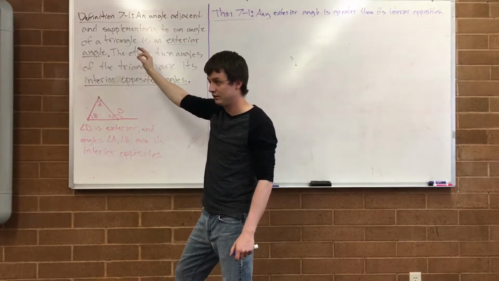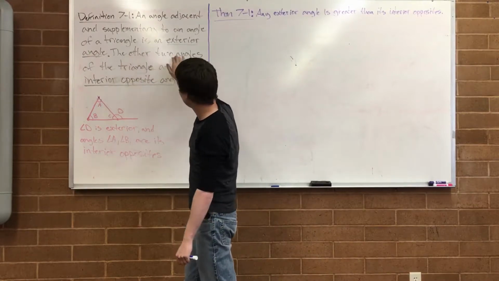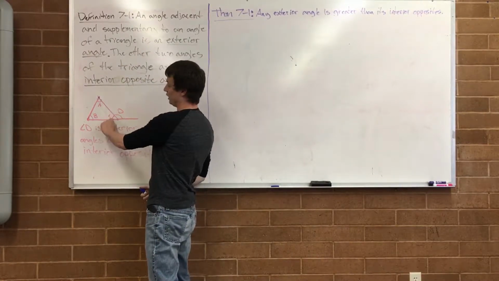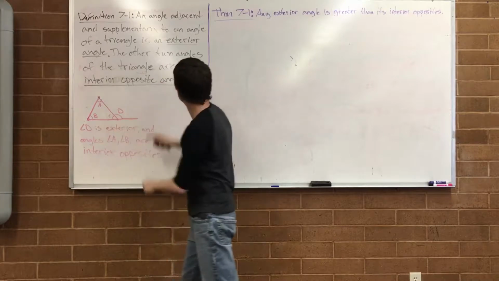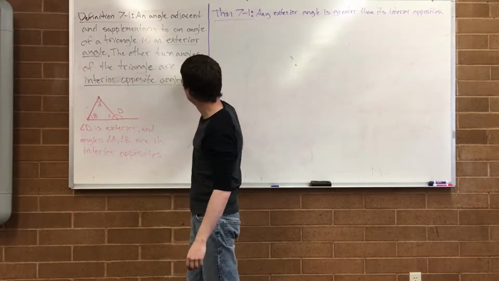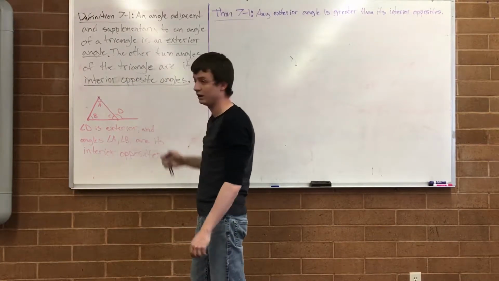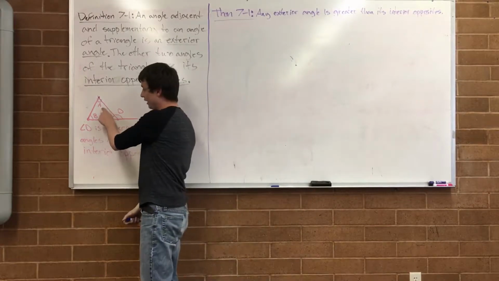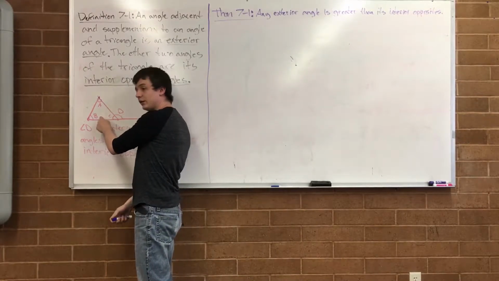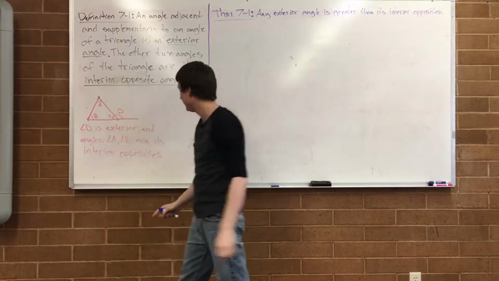Does that make sense? The other 2 angles of the triangle, meaning the ones that are not adjacent and supplementary, are its interior opposite angles. So angle A and angle B are the interior opposite angles of angle D.